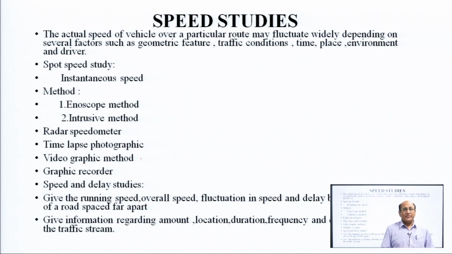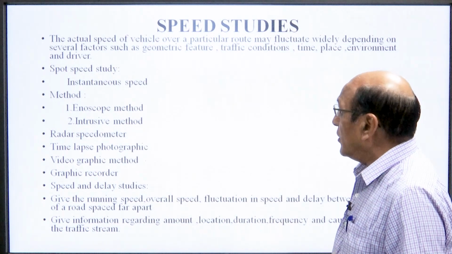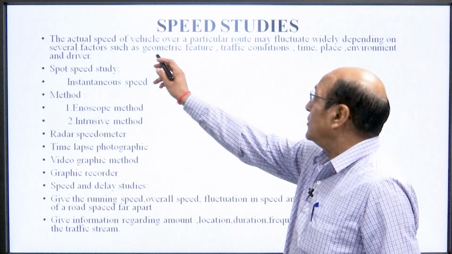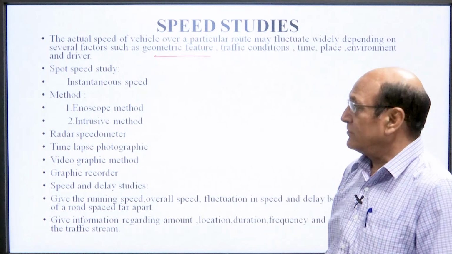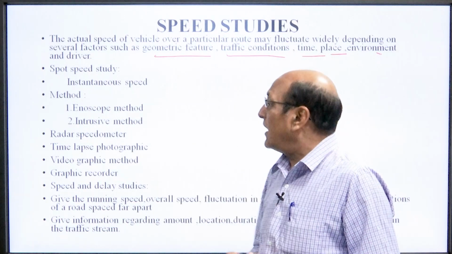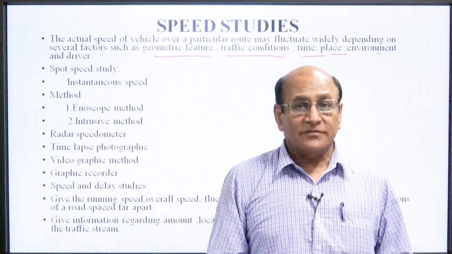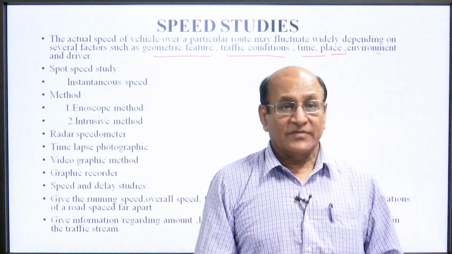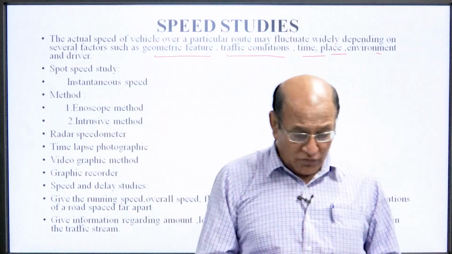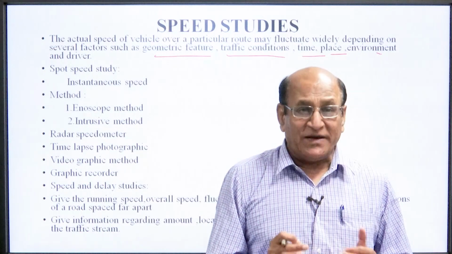Now, coming to the speed study. The actual speed of a vehicle over a particular route may fluctuate widely depending on several factors like geometric features of the road, traffic condition, time, place, environment, and of course, the driver is the main stakeholder. So, the first is the spot speed study.